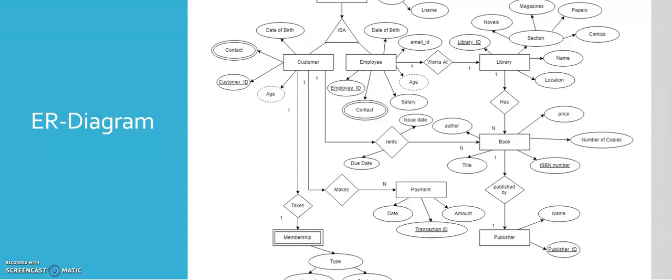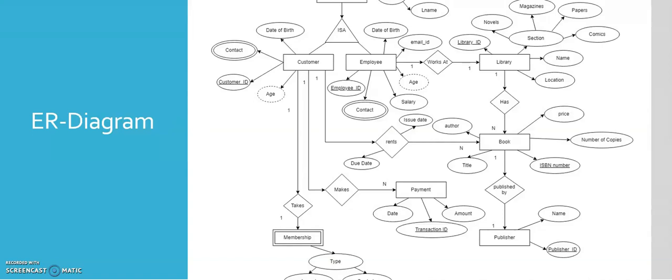But we actually have many different types of attributes. The first one is a single value attribute. So in the customer entity, we have the customer ID as a single value attribute because we use it as a unique identifier. So that means this attribute consists of a single value.